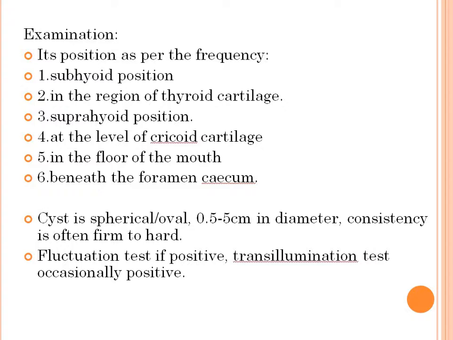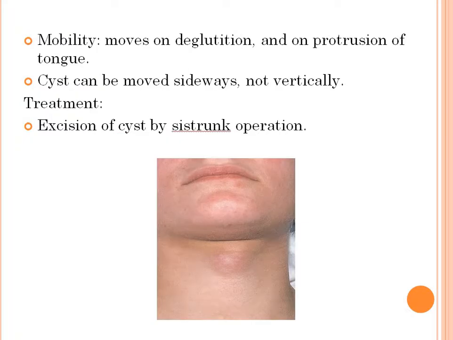The cyst is spherical, oval, 0.5 to 5 cm in diameter, consistency is often firm to hard. Fluctuation test is positive, transmission test occasionally positive. The mobility: it moves on deglutition and on protrusion of the tongue. The cyst can be moved sideways, not vertically. Treatment is excision of the cyst by the Sistrunk operation.